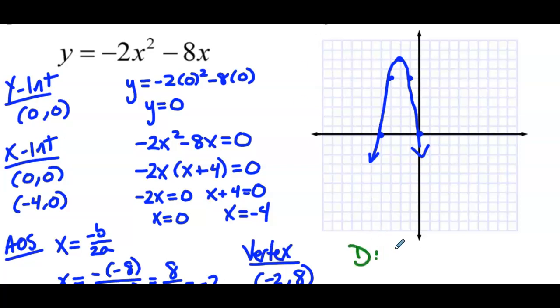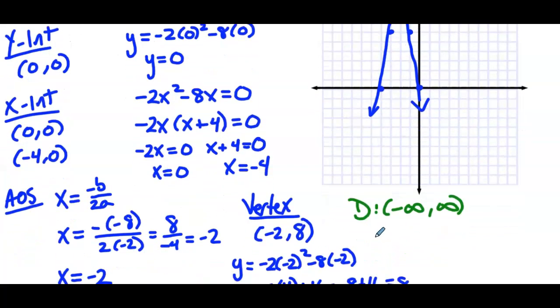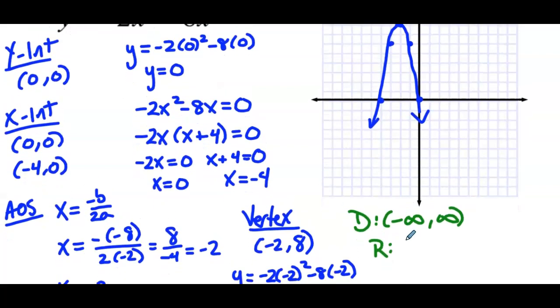And finishing it up, the domain is all reals. And the range: the vertex here is a maximum point on the curve. So that means we have y values less than or equal to 8. So in interval notation, that would be negative infinity to positive 8. As an inequality, y is less than or equal to 8 would be equivalent.